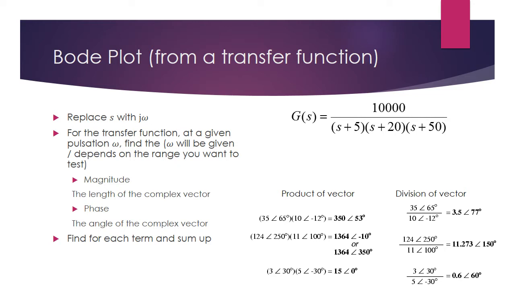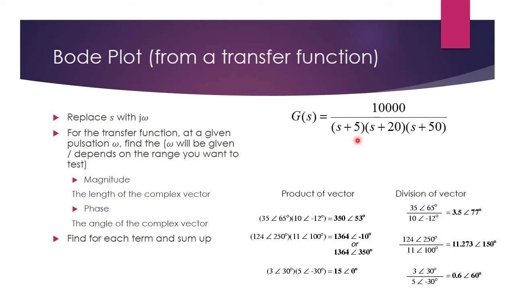So let's imagine you have this transfer function. You have a transfer function G(s) equal to 10,000 divided by (s plus 5)(s plus 20)(s plus 50), right? So what we're going to do first is remember that s is the Laplace variable that represents the frequential part, because in the Laplace domain, s represents the frequential portion, right?